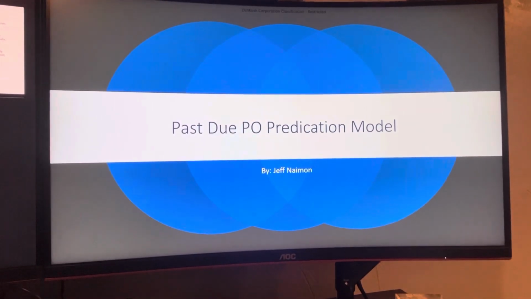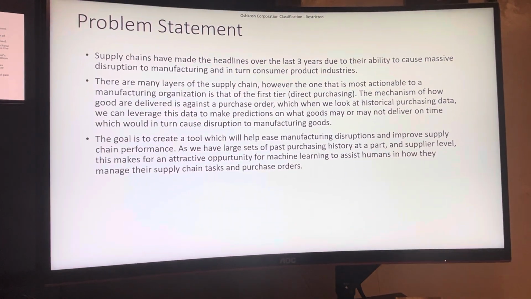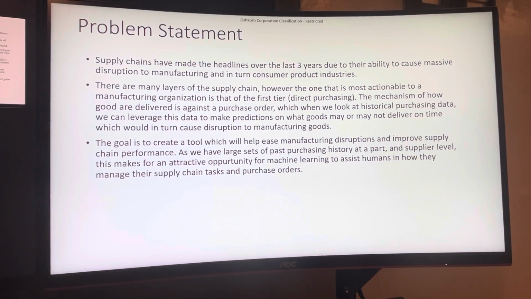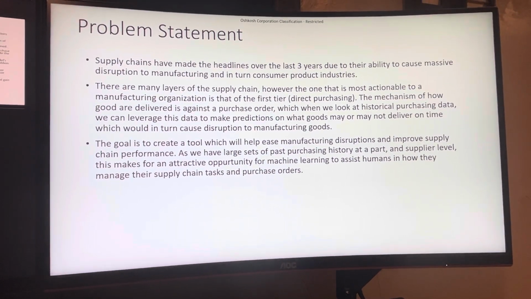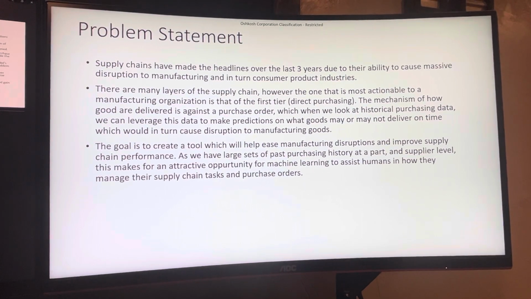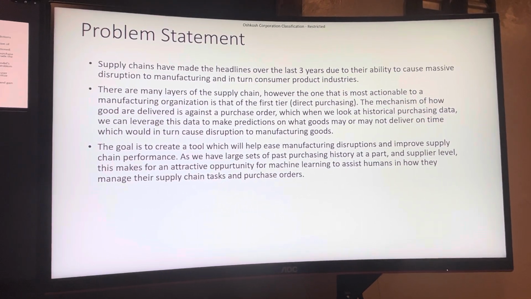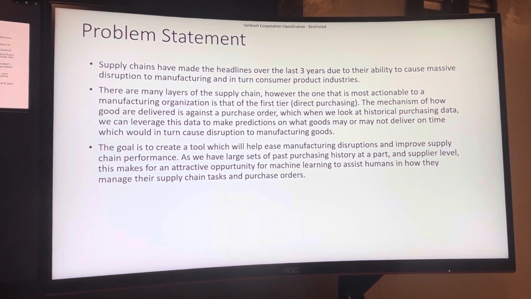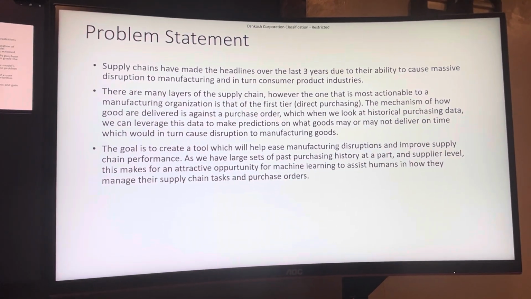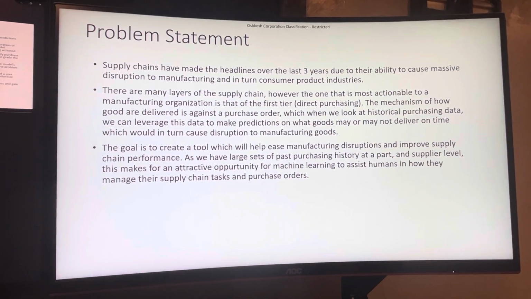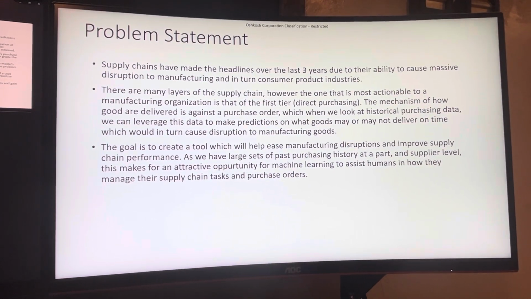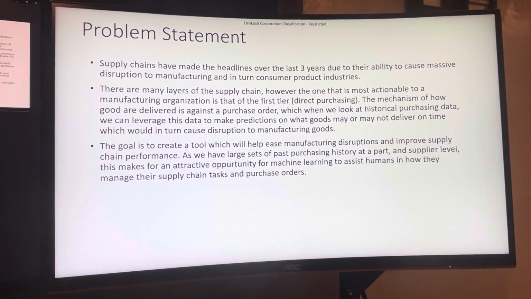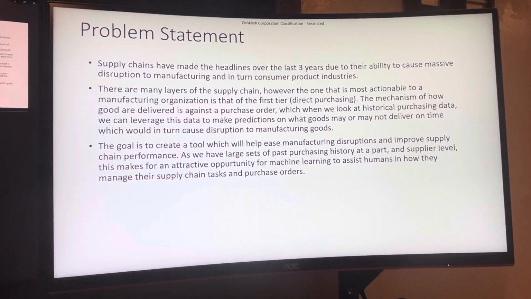So, the problem that we have is that supply chains over the last couple of years have made headlines not for necessarily good reasons. There's been massive supply disruptions to manufacturing and in turn consumer product industries. And because of that, manufacturers are essentially crippled in their ability to produce on time, as well as be able to produce to what consumer demand is. And that causes a lot of different issues. But today we're just focusing on how do we make the supply chain more robust.